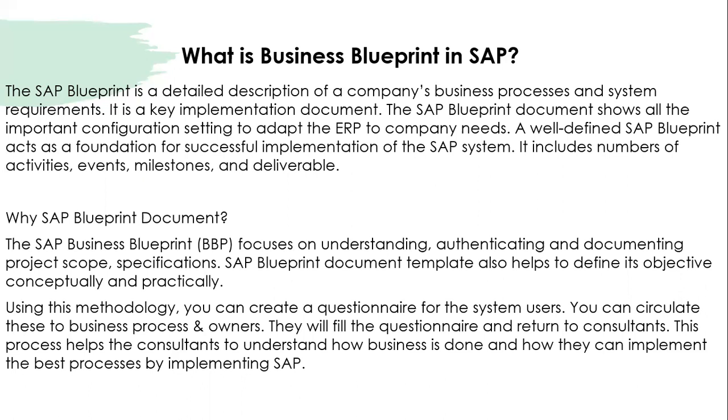It includes a number of activities, events, milestones, and deliverables. Very, very important document. The SAP Blueprint document focuses on understanding, authenticating, and documenting project scope and specifications. This happens within the prepare phase and the explore phase of the project. The SAP Blueprint document template also helps to define the objective conceptually and practically. So like we talked about the templates, these are important requirements for the blueprint document.